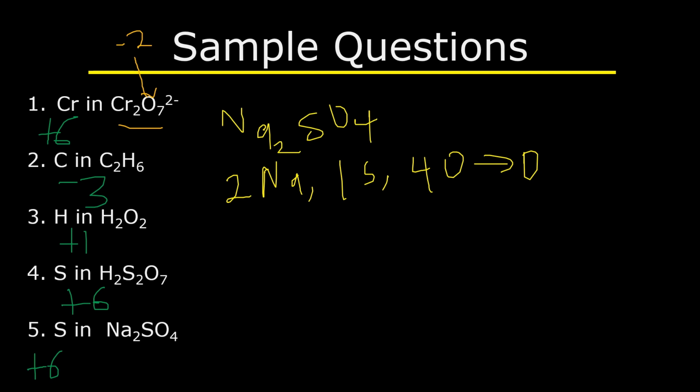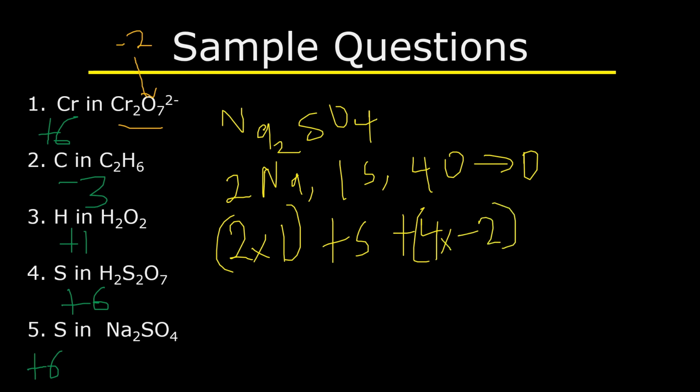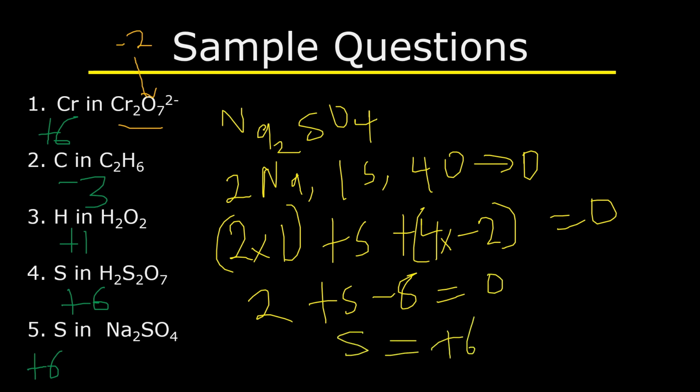So you're going to get 2 times 1, or +1, plus S, plus 4 times -2. All of this is going to equal 0. So you're going to get 2 plus S minus 8 equals 0. So S will still be equal to +6. So you can focus on calculating the charge of S just based off of what's in the polyatomic ion, or you can solve for the whole compound and equate it to 0 instead. Both ways you get your answer.